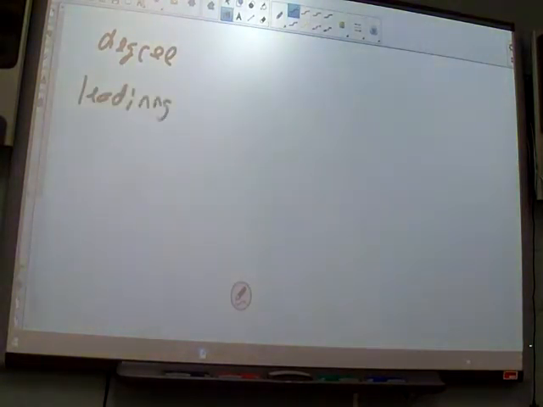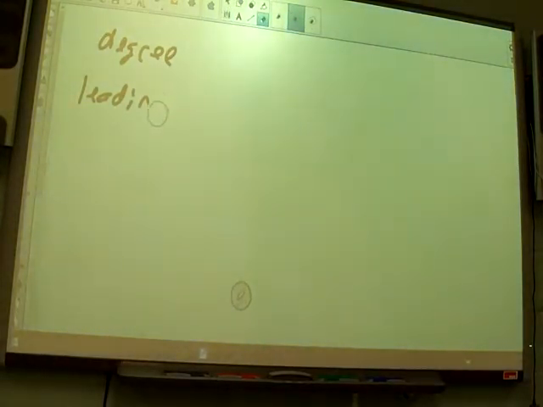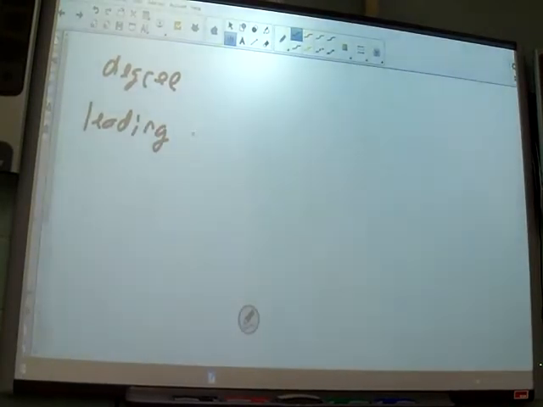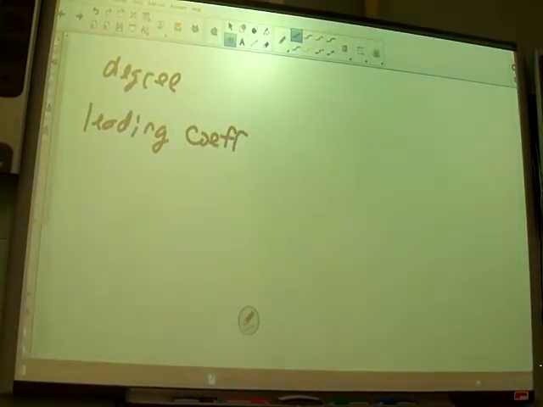12 asks us for a couple of things. It asks us to talk about the degree, and it asks us to talk about the leading coefficient. L-E-A-D-I-N-G, not two N's. So we're going to talk about degree and leading coefficient.